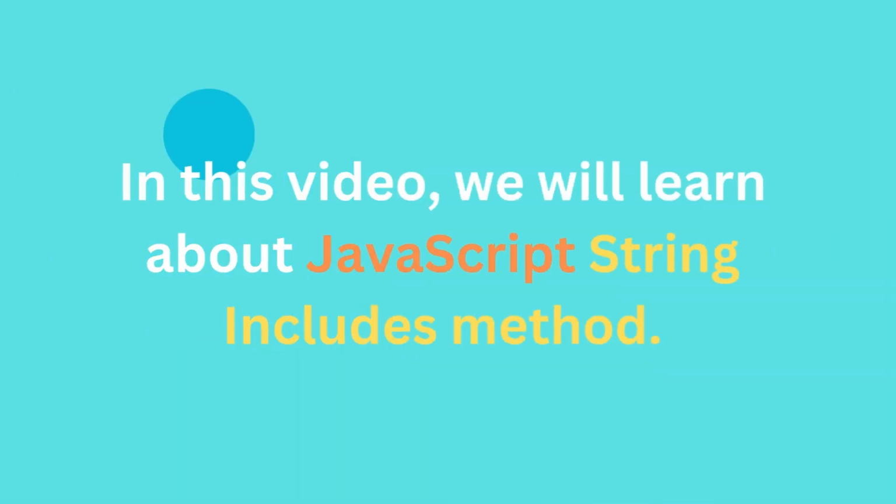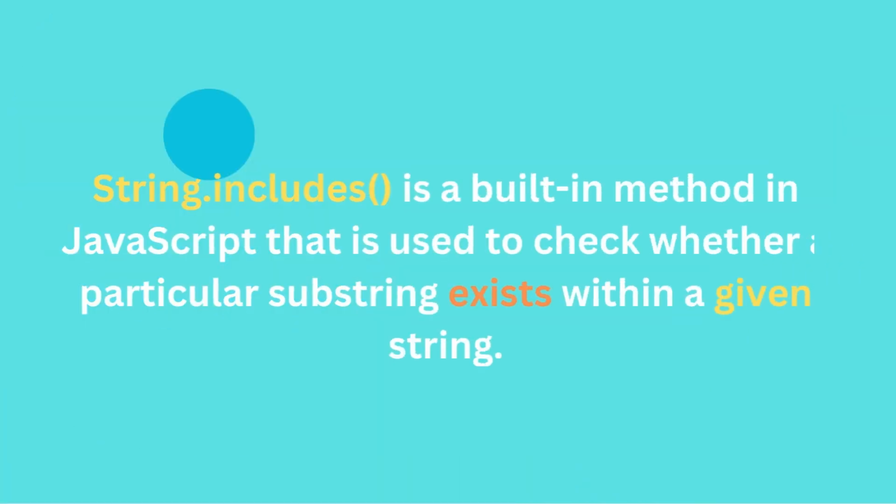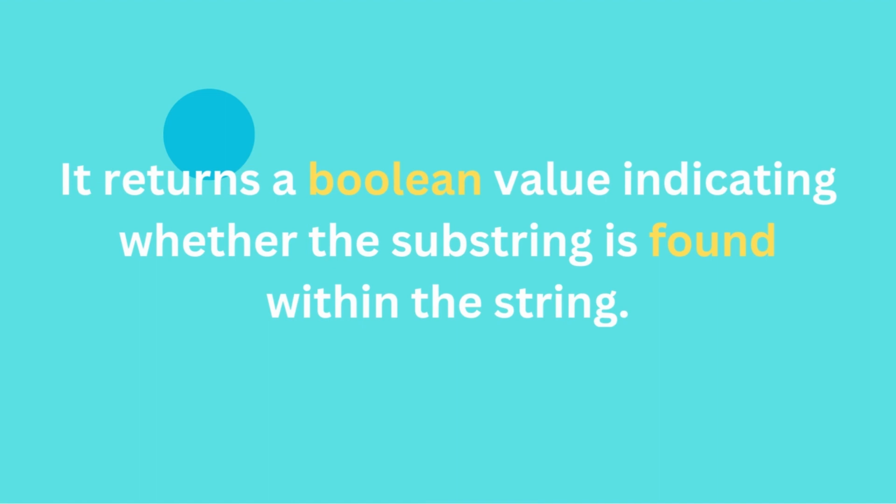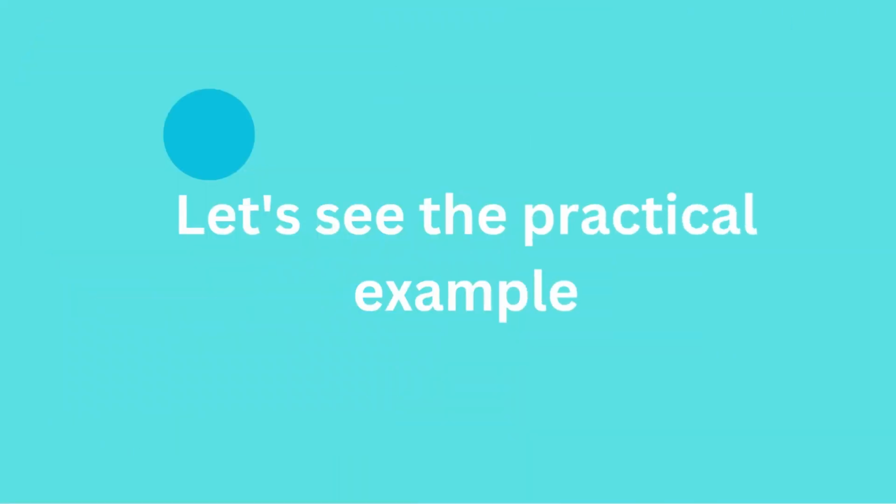In this video, we will learn about the JavaScript String.includes method. String.includes is a built-in method in JavaScript that is used to check whether a particular substring exists within a given string. It returns a boolean value indicating whether the substring is found within the string. Let's see a practical example.